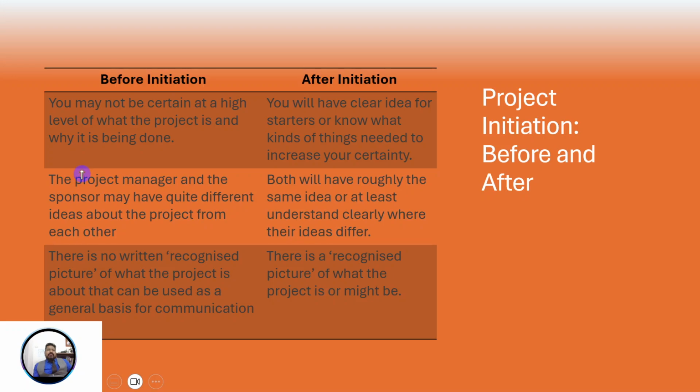If you see before and after initiation, before initiation you do not have any idea. After, you have a clear idea and know what kind of things need to be done, which increases your certainty. The project manager and the sponsor may have quite different ideas, but after initiation, they are on the same page. Before initiation, there is no recognized picture of what the project is about, but here you have complete clarity of what the project is about.